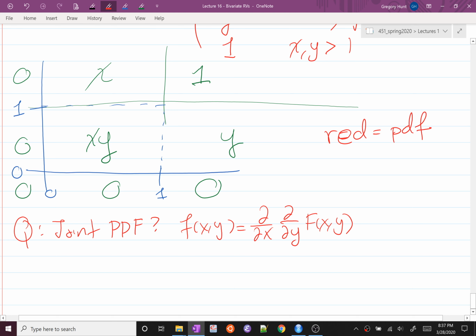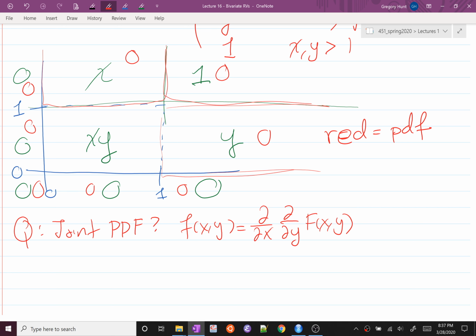All I need to do is take the values in each of these boxes and differentiate them. Well, the derivative of 0 is 0, so all these zeros stay 0. If I take a constant and take any derivatives of it, I'll get 0. So in this area out here, that's 0. In the region where the joint CDF is y, if I take the derivative with respect to y first, I'll get 1. Take the derivative with respect to x, I'll get 0. And similarly over here, where it's just x, if I take the derivative with respect to x first I get 1, then I take the derivative with respect to y, I get 0.